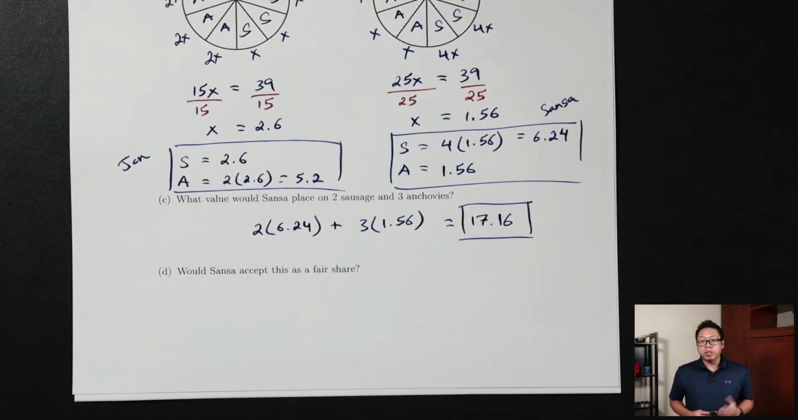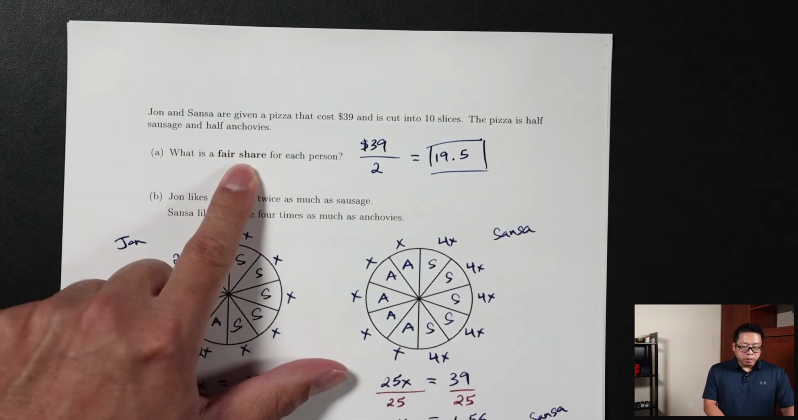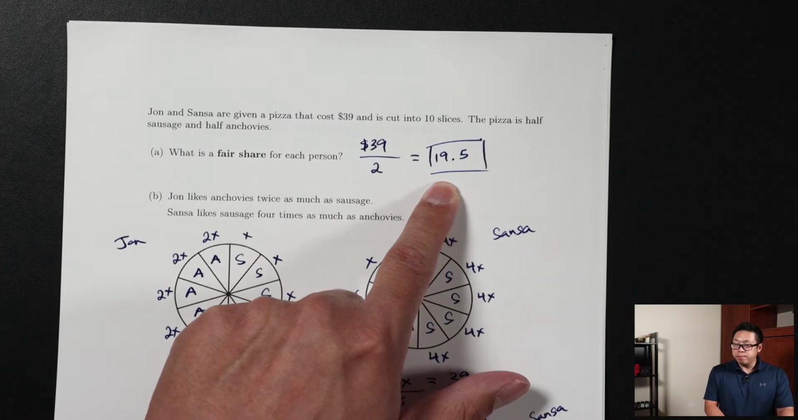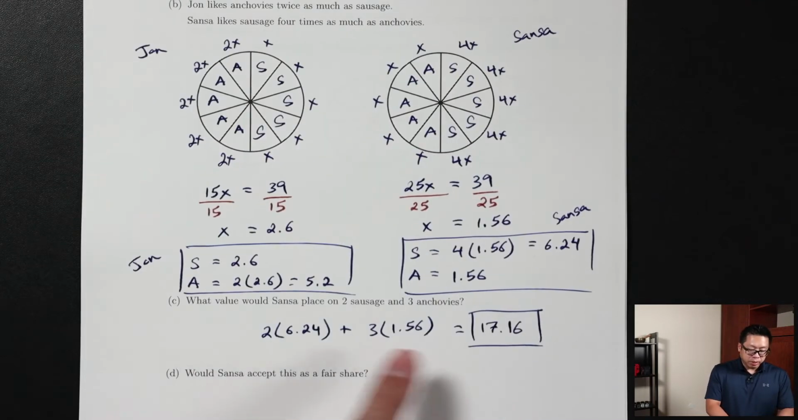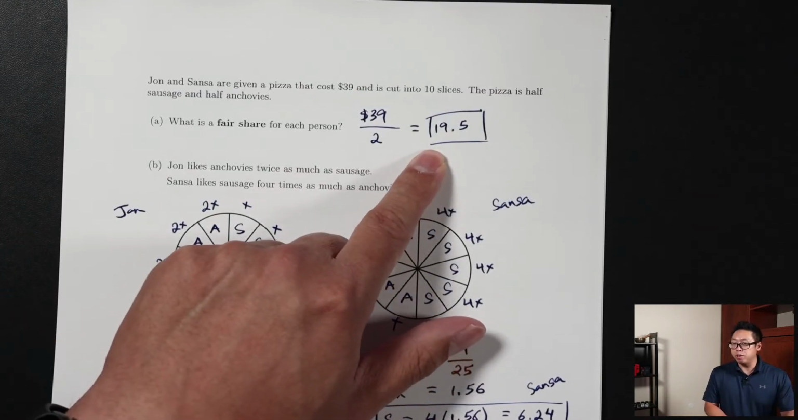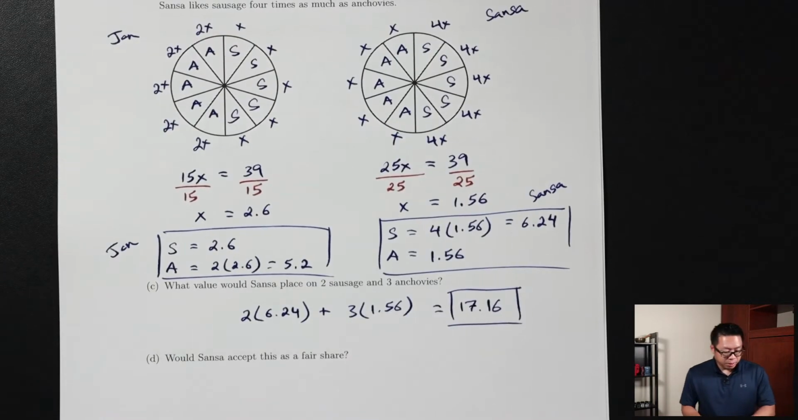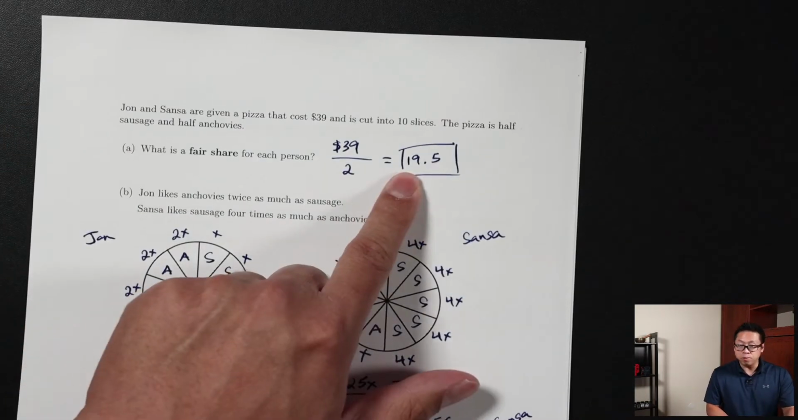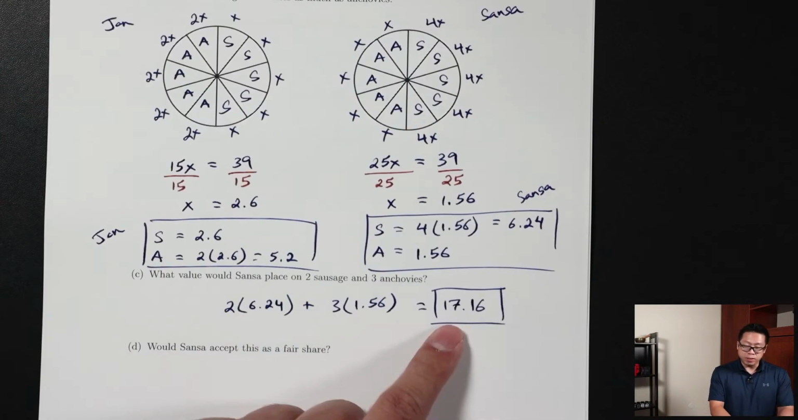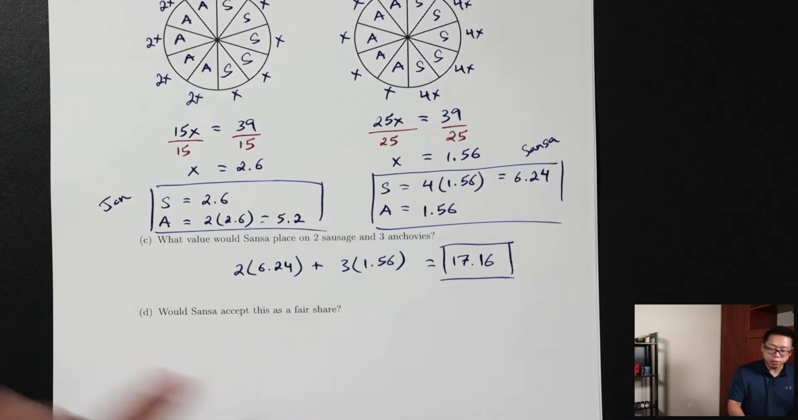Part D, would Sansa accept this as a fair share? So, she deserves $19.5 worth of pizza. She only got $17.16. Okay, so she got less than what she thinks she deserves. So she would not accept it. Okay, so she would only accept the slices if it's 19.5 or more. 17.16 is less, so she would definitely not accept this as a fair share.